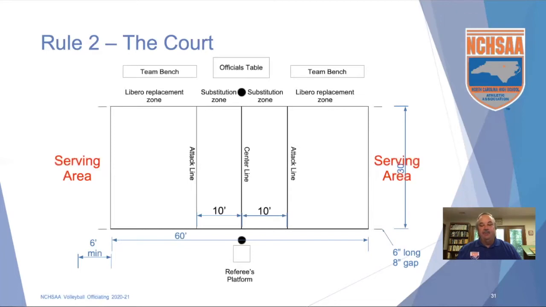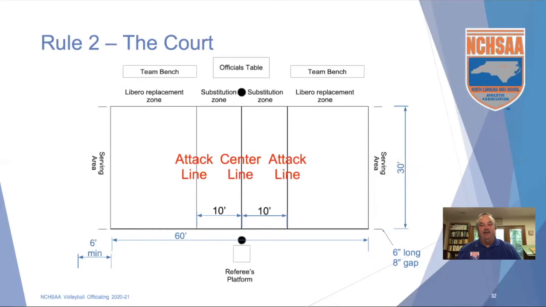Okay, some terminology to know. The serving area is the area beyond the court on either end. It does include the small dashed lines, so those dashed lines are part of the serving area. And then we have attack lines at 10 feet from the net to designate where the front and back row attacks occur. And we have a center line, which should be continuous across.